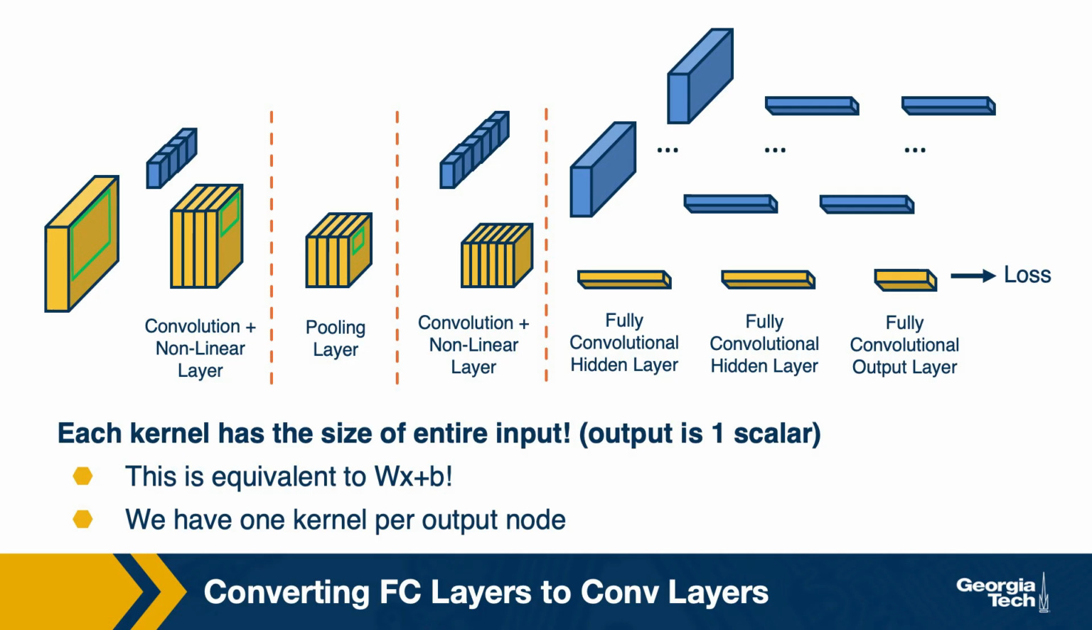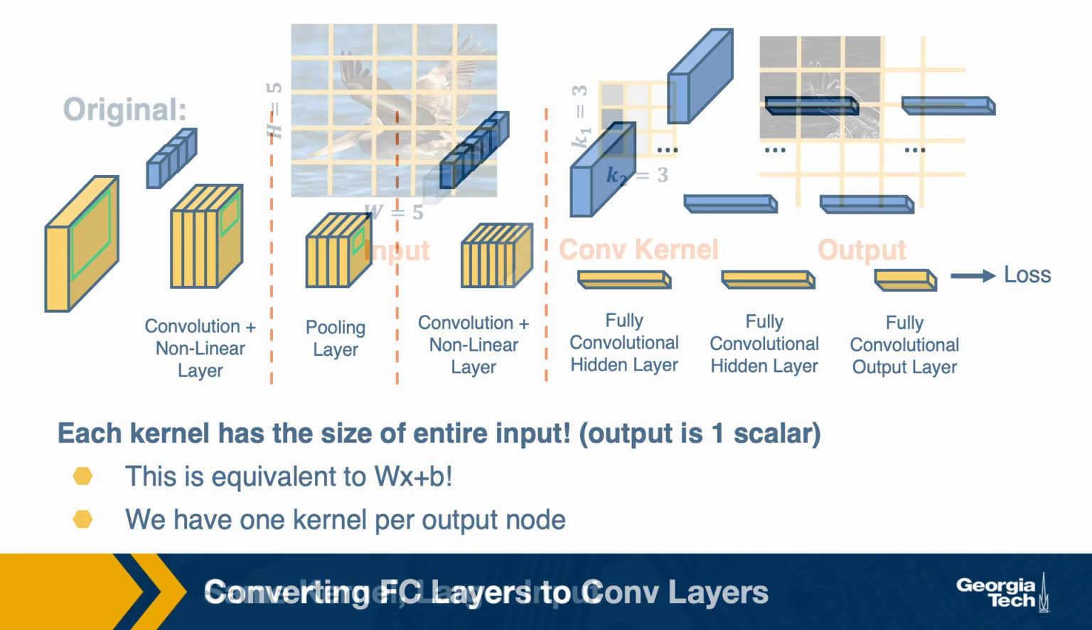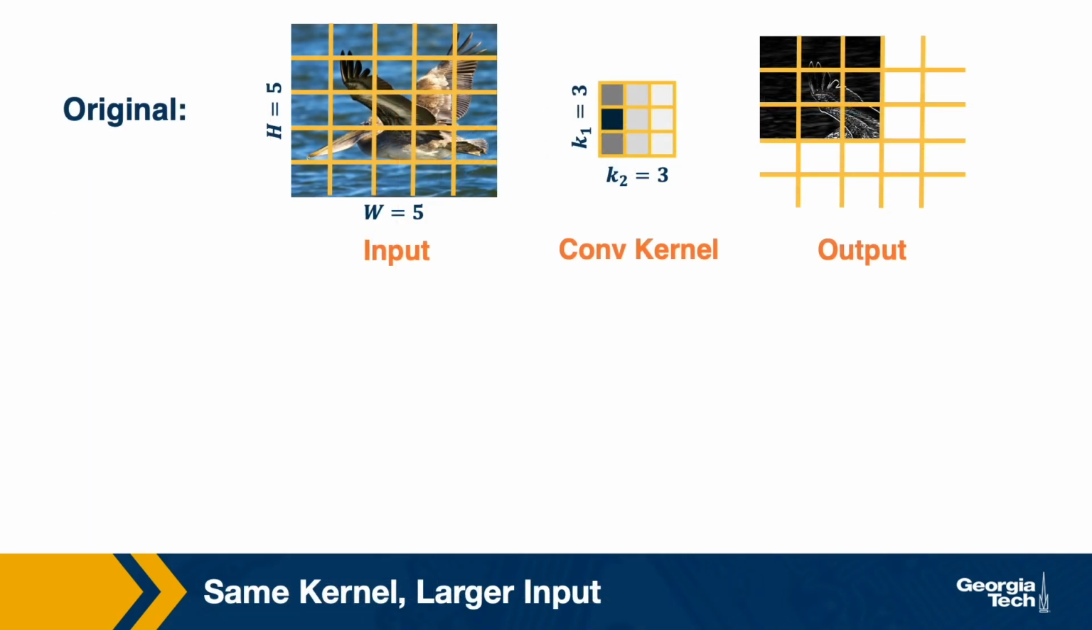And we can do this for other layers as well, not just the ones that are immediately after the last convolution layer. And again, we have one kernel per output node here. So mathematically, the representation of a fully connected layer or a convolutional layer where the kernel is the same size as the input are equivalent. And so you might ask, why would we want to do this trick?